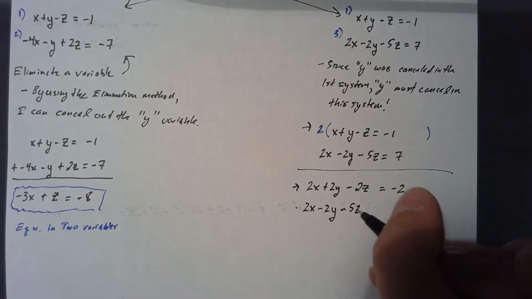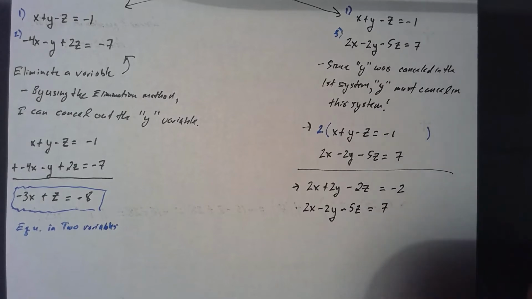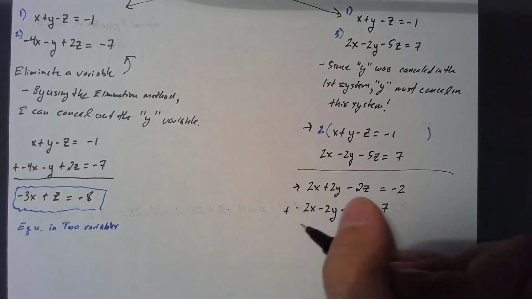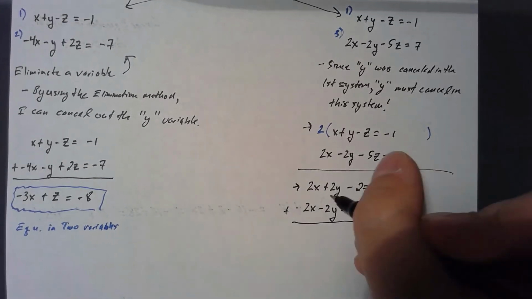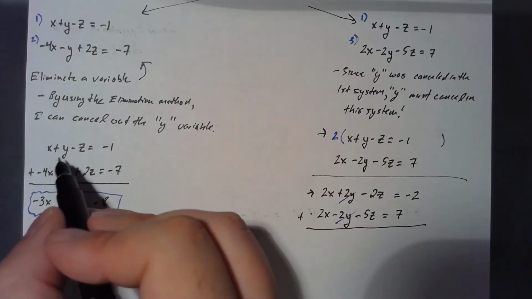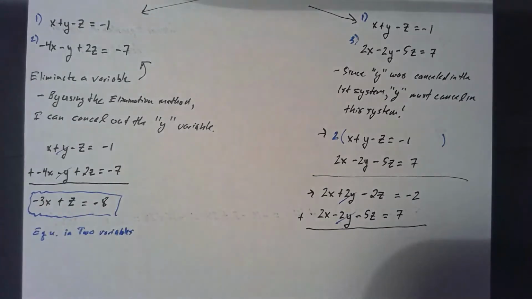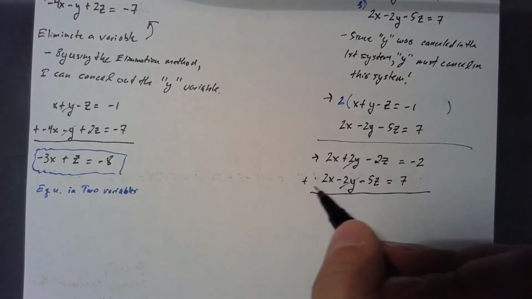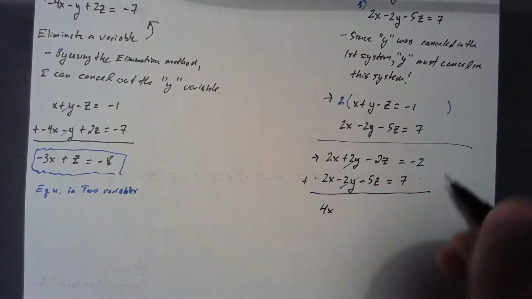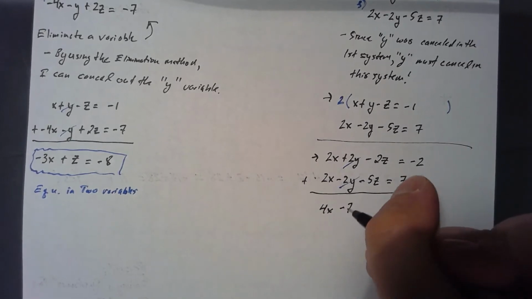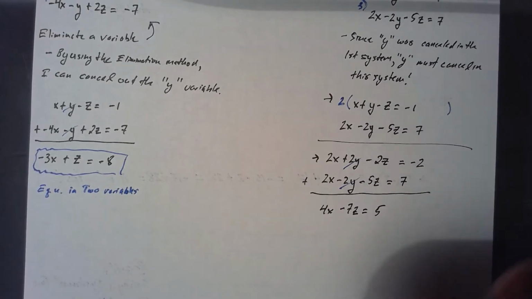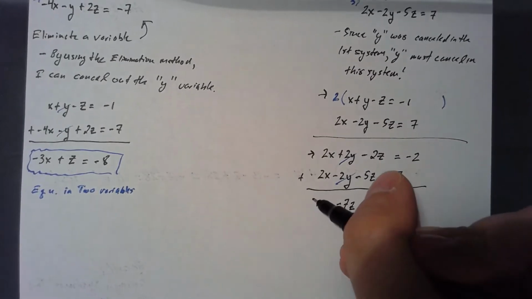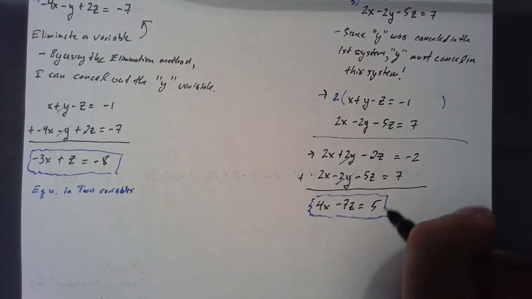Minus 5z equals 7. Now when I add this system, my y's will cancel, which is what I want, because it happened here. Alright, so now when I add these, I have 2x plus 2x, which is 4x, minus 2z plus negative 5z is negative 7z, equals negative 2 plus 7, which is 5. Hey, what's this? This is also an equation in two variables.